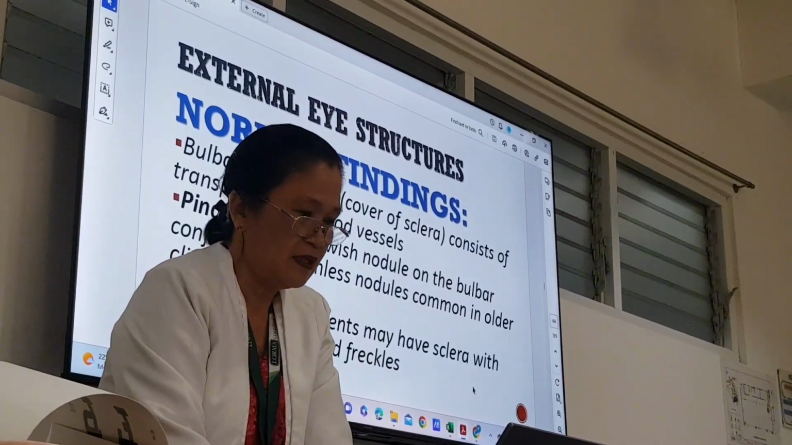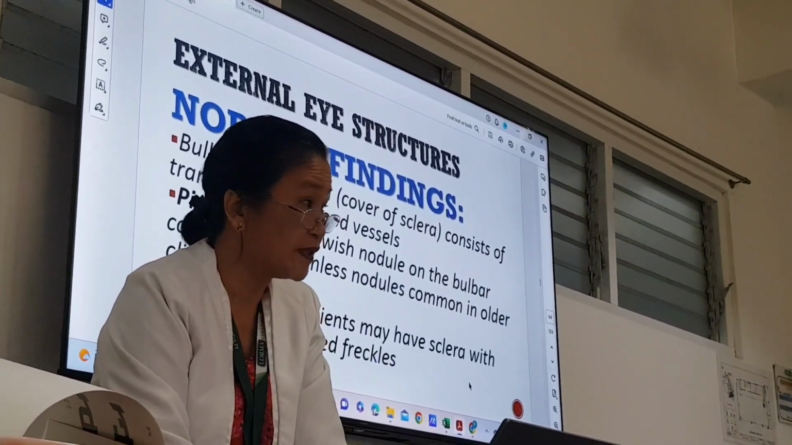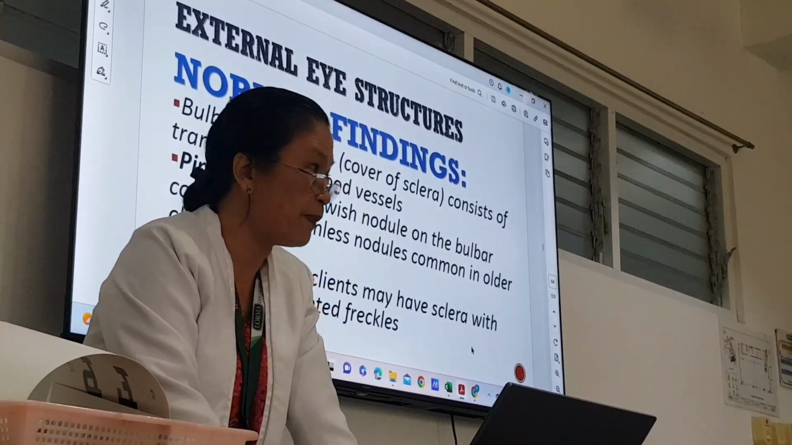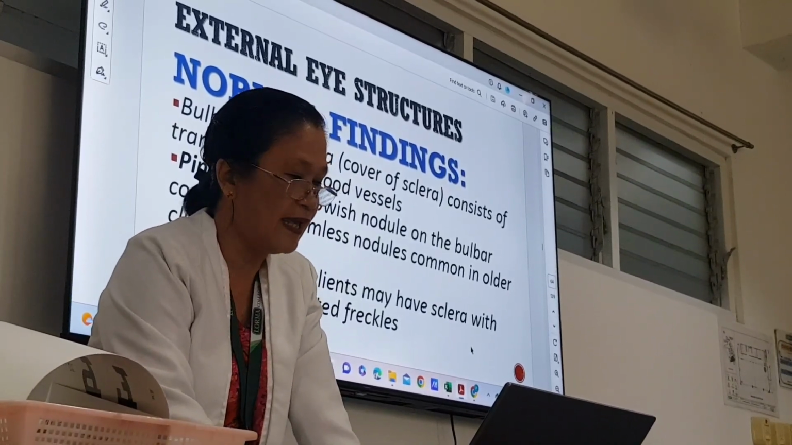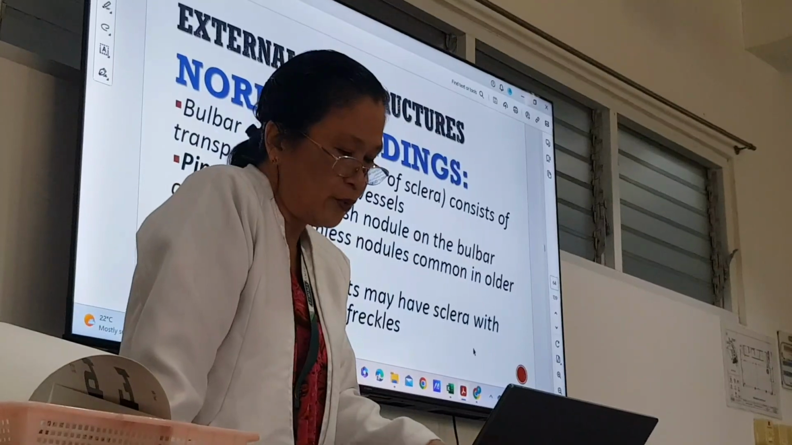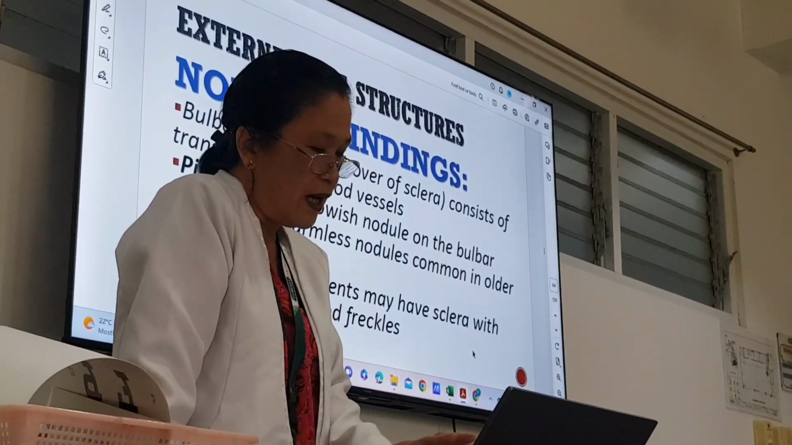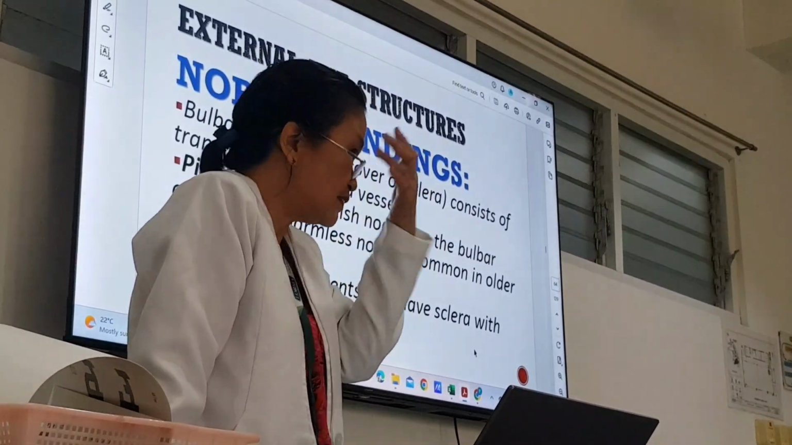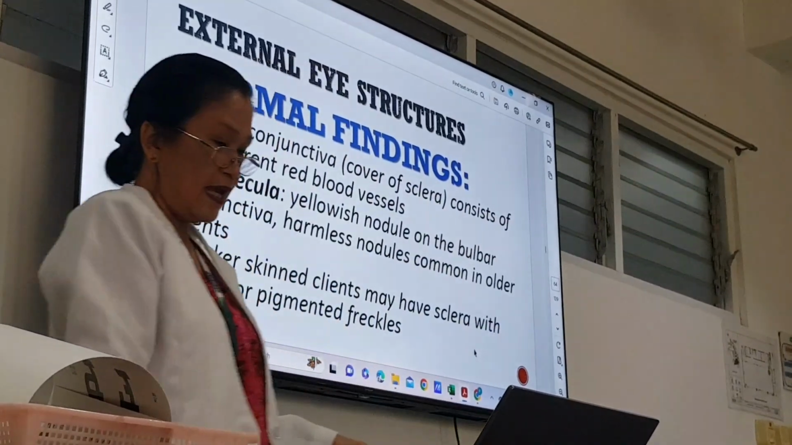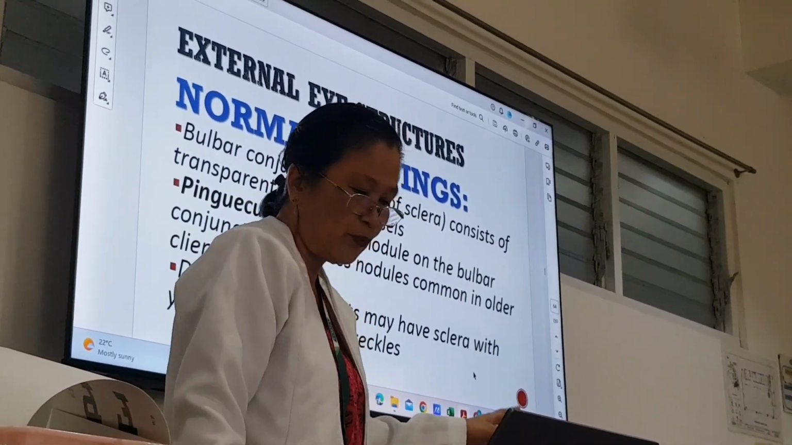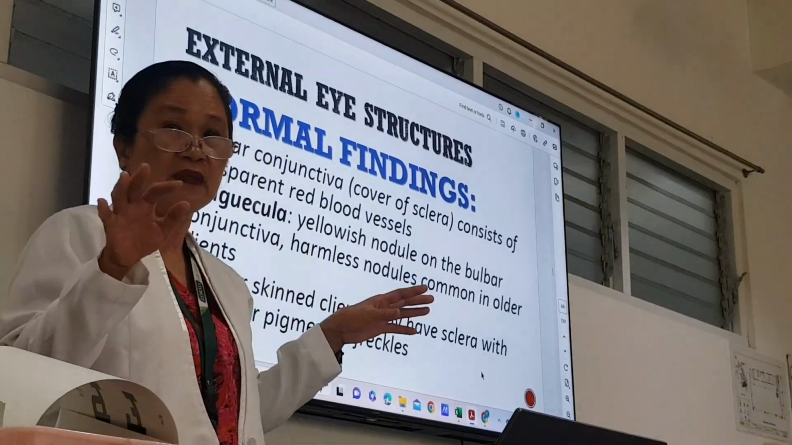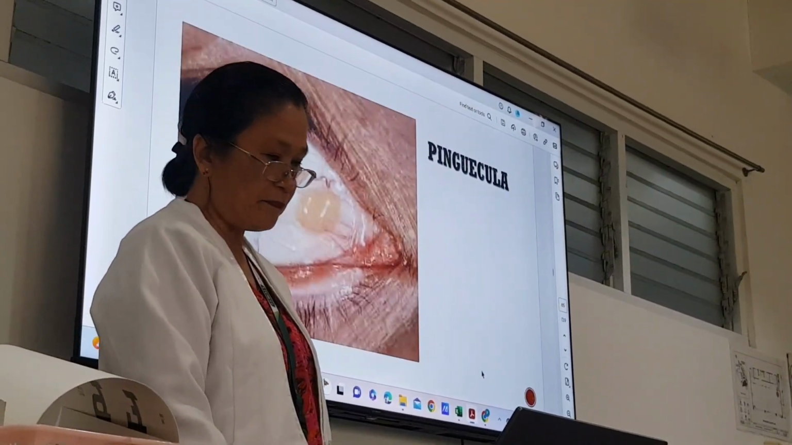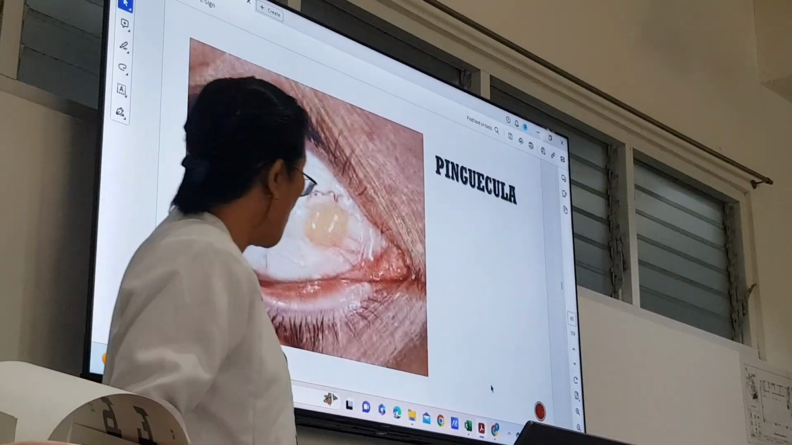Okay. So, another normal finding, bulbar conjunctiva is the cover of your sclera and consists of transparent red blood vessels. And ito na, pinguecula, a yellowish nodule on the bulbar conjunctiva, harmless nodules common in older clients. Hindi ko lang alam kung meron na kang yellowish din sa akin kasi older clients sabi niya eh. And darker skin clients may have sclera with darker pigmentation, siguro yung mga ating mga Nigerians. Okay? Yan ang pinguecula.